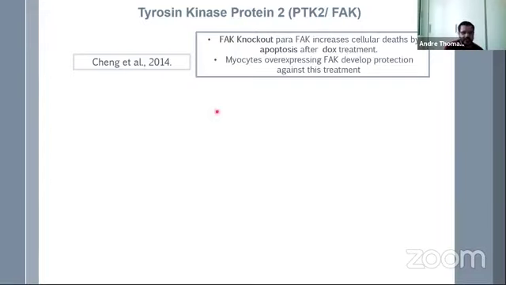And if we look at the proteins that are related to DNA damage response, we see that PTK2, or FAK, which is the same name for this protein here, which is protein tyrosine kinase 2. If we look at this protein, we see that cells that are knocked out for FAK show an increase in cellular death after DOX treatment. Or myocytes overexpressing FAK develop protection against this treatment. So by this work here, we see that FAK is a very good candidate to have some role in this DNA damage response, okay?